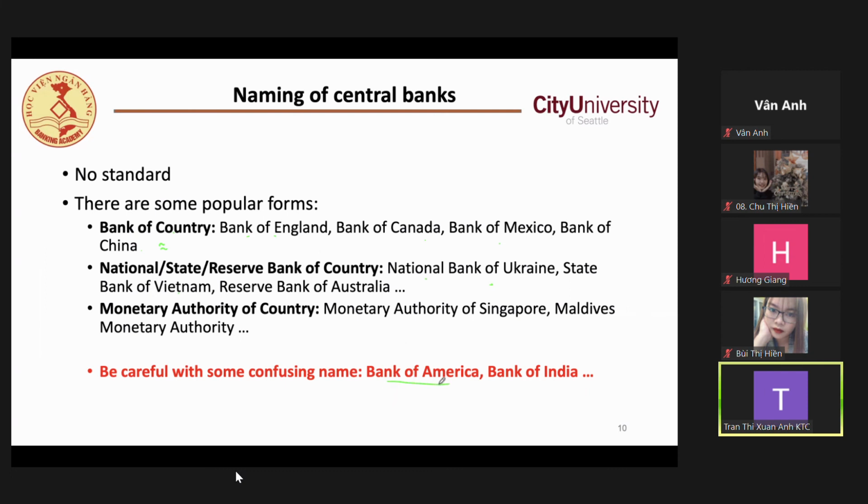The Bank of America is a commercial bank, not a central bank. Or the Bank of India, that is also the name of a commercial bank, not the central bank.